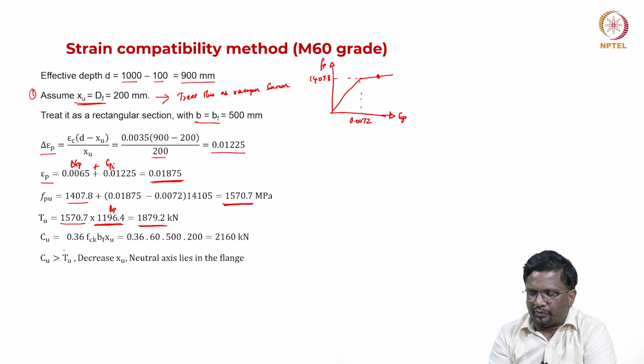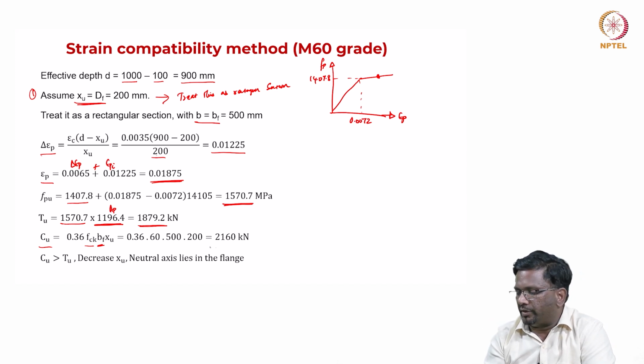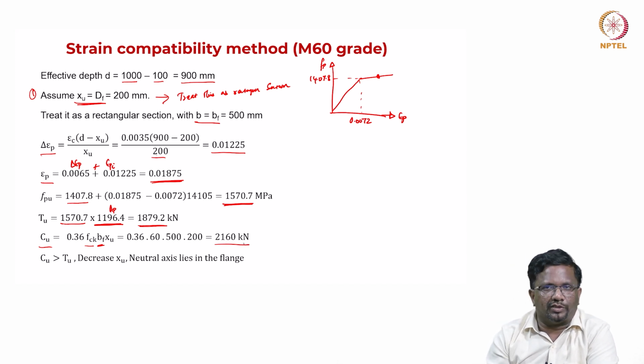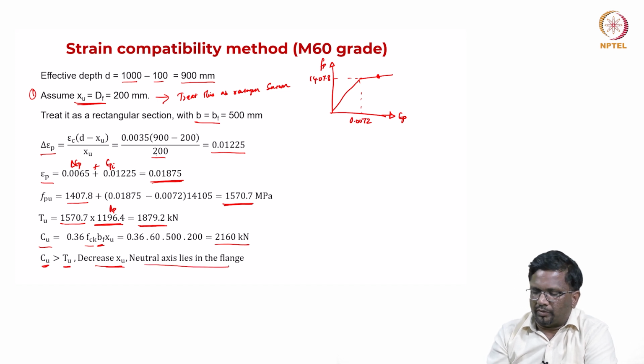Now, Cu, if you look at it, it is 0.36 FCK instead of BW. Now that the neutral axis is within the flange, I put BF. So, you get these values, 2160 kilonewton. Now, you see that the compression force is working out to be higher, so I have to decrease the XU.